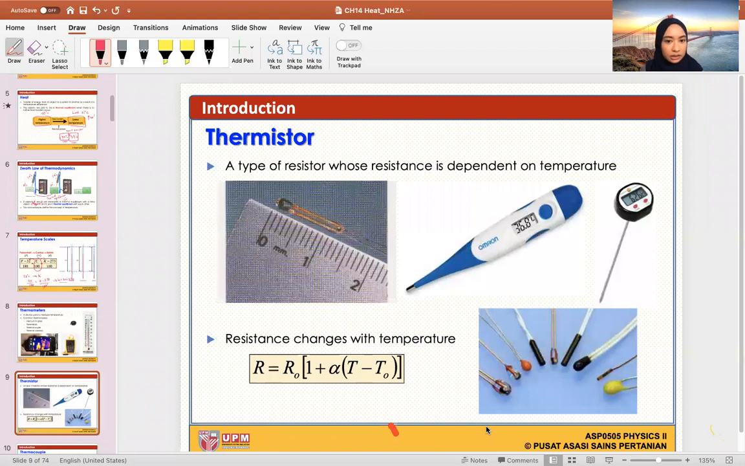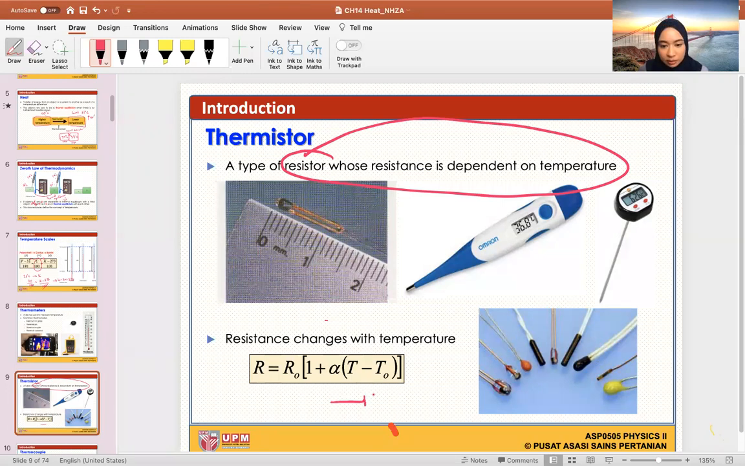Next one, thermistor, a type of resistor whose resistance is dependent on temperature. Oh, you guys have not seen the resistor yet. How do I explain this? This is not the regular resistor. A regular resistor looks like this, with the stripes on it. That is a resistor that does not change with temperature. But this is a special kind of resistor, which changes its resistance value with the temperature.